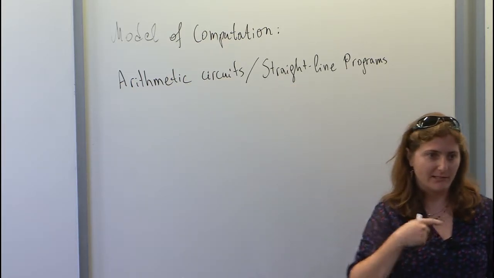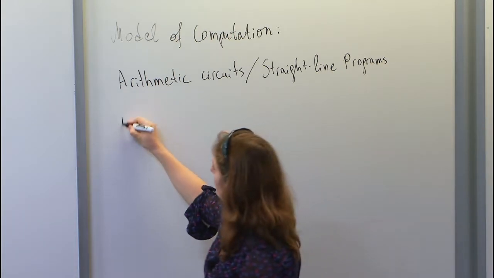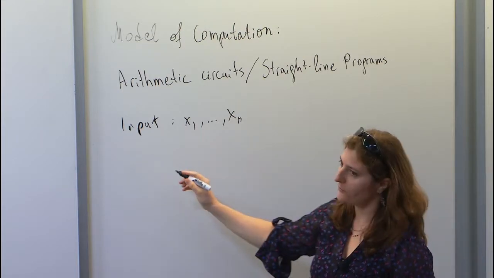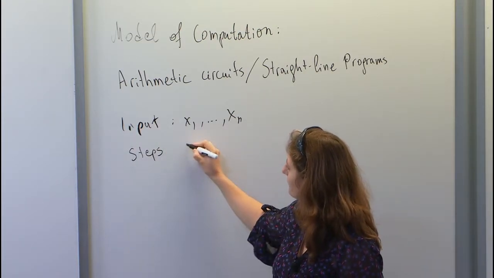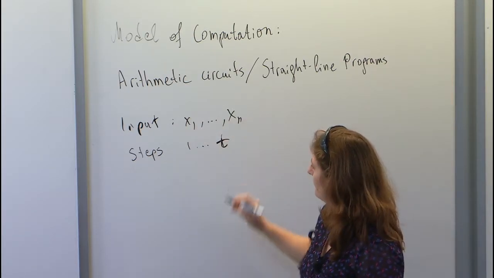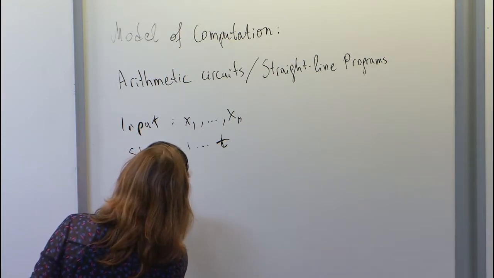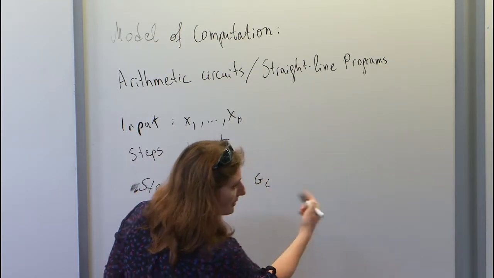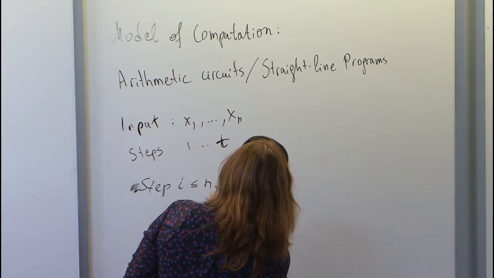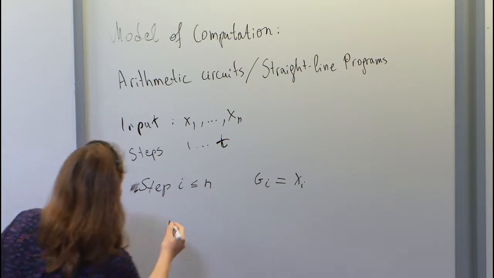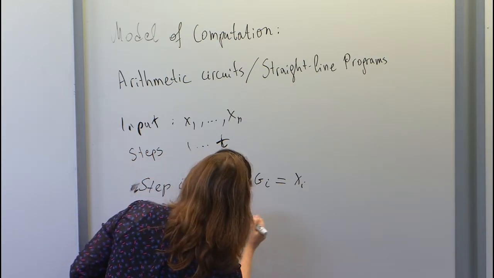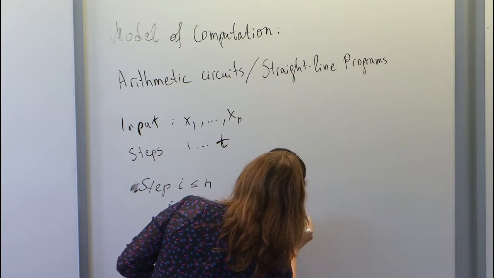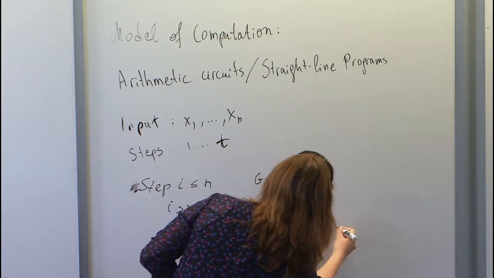So a straight-line program is a sequence of steps. We have an input, which is a bunch of variables, x1 to xn. And the straight-line program has steps 1 to whatever. In step i, from 1 to n, we have some value, let's call it gi, which we make an input, and then for i greater than n, we have gi as some function of the previous ones, gj, where j is less than i.